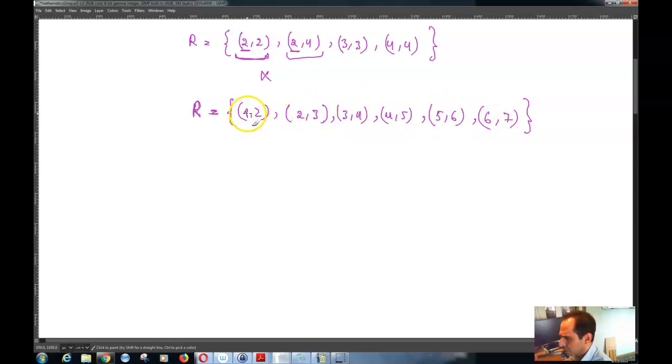So since basically you see 1 to 2, 2 to 3, 3 to 4, 4 to 5, 5 to 6, 6 to 7, this is a function and there is no problem with this. It doesn't really matter whether the second numbers have been repeated or not. That would be a function whether or not the second numbers are repeated. So again, since every element has one and only one image, this relation is a function.